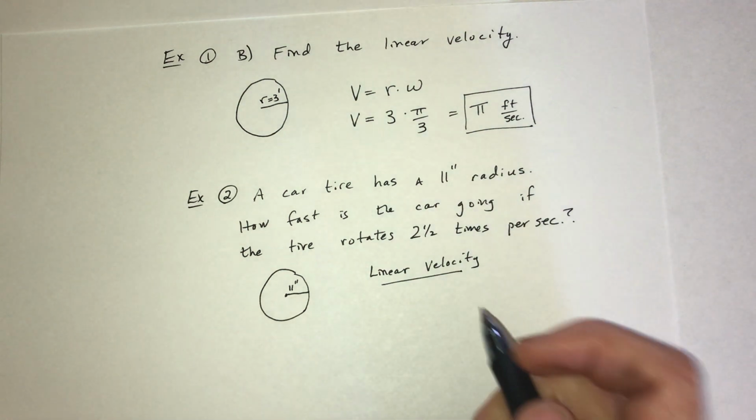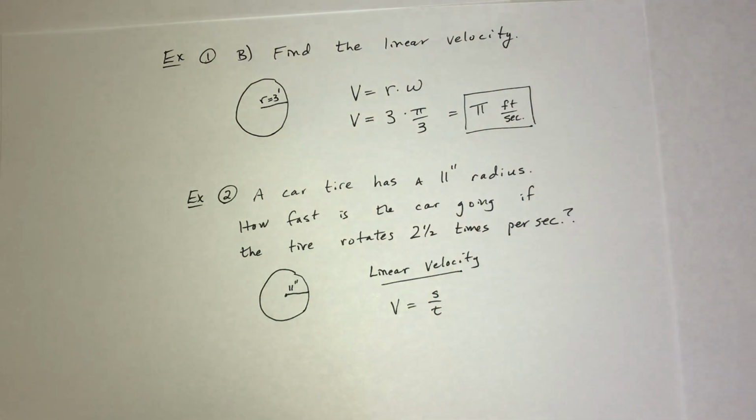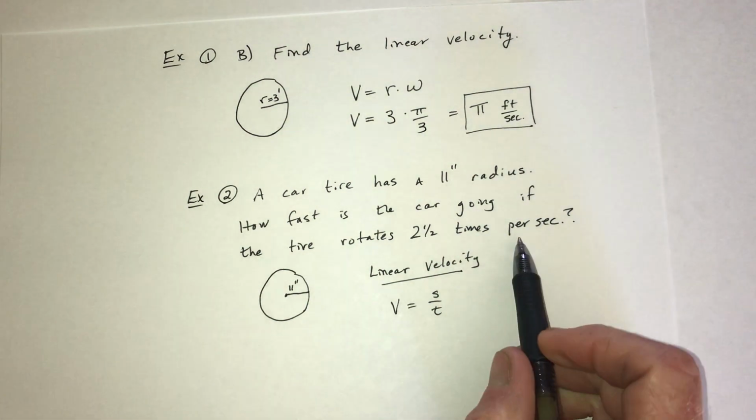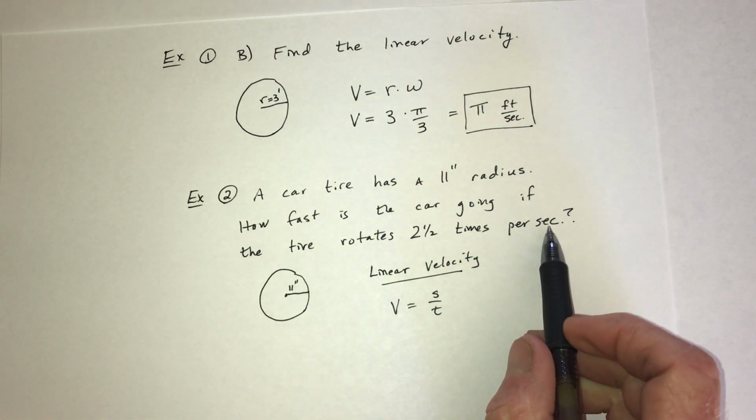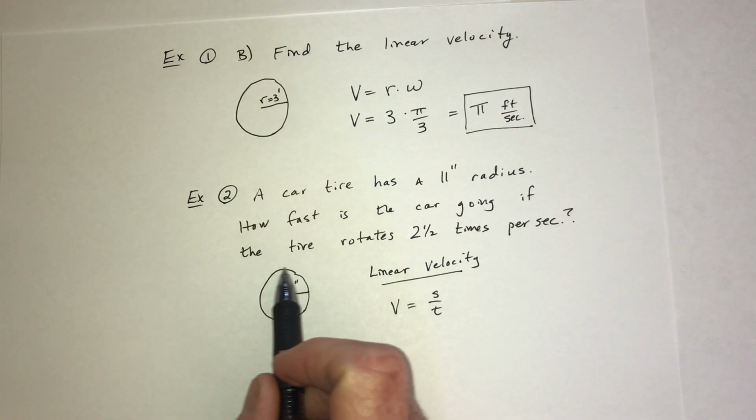And there's a couple of ways we could do this. One is it could use the formula that it is S over T. So the T would be per second. And then what is the S, the distance? Well, it's going to rotate 2.5 times.